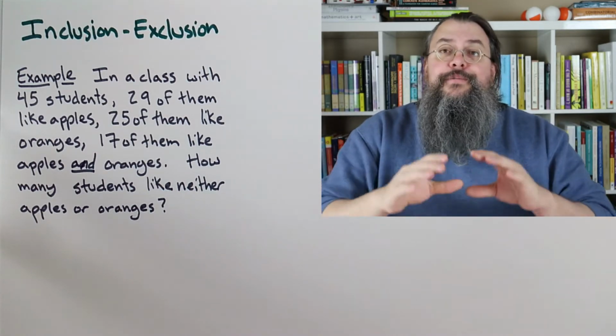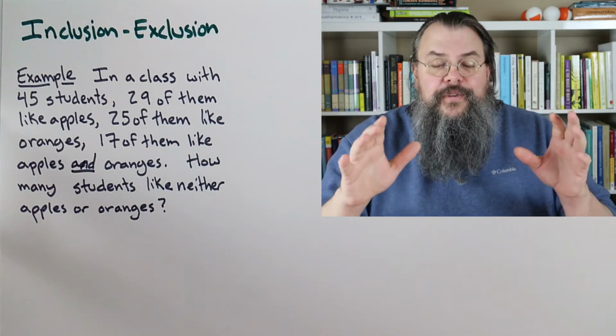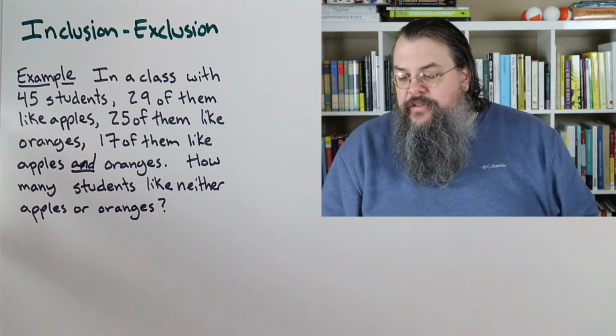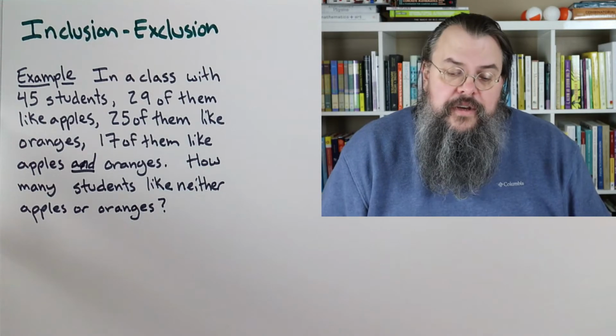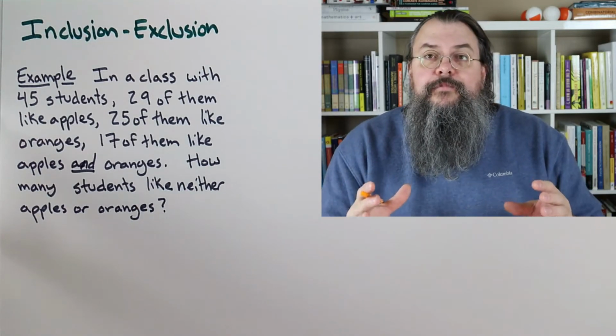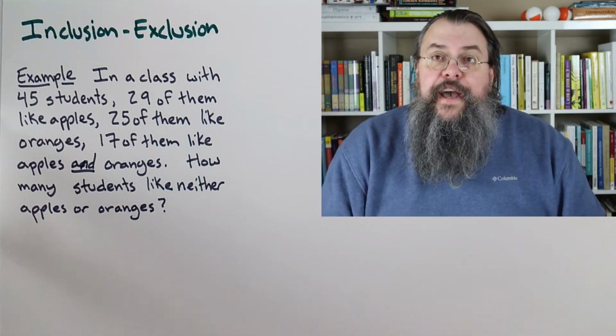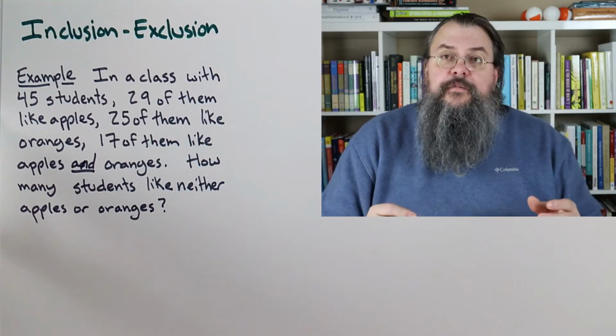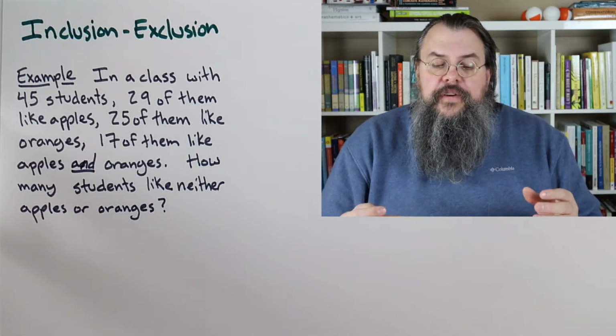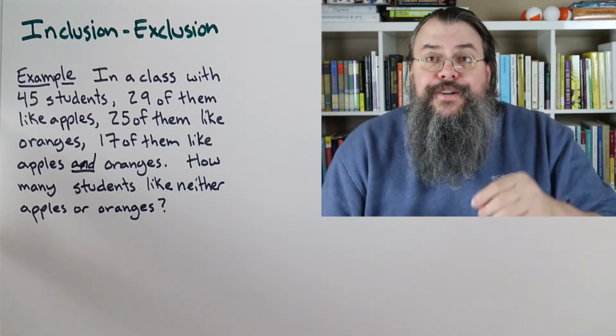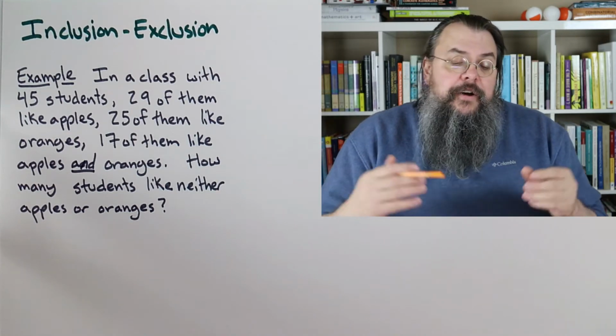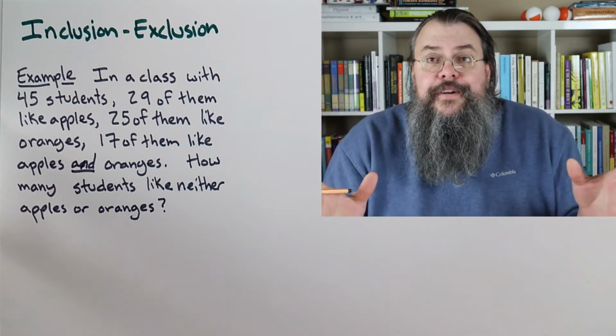Okay, let's do a very, very simple example. So suppose you're in a class and there's 45 students. 29 of them like apples, 25 of them like oranges, and 17 of them like apples and oranges. Now, how many students like neither?